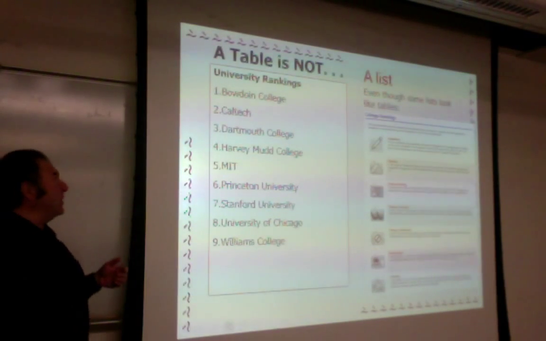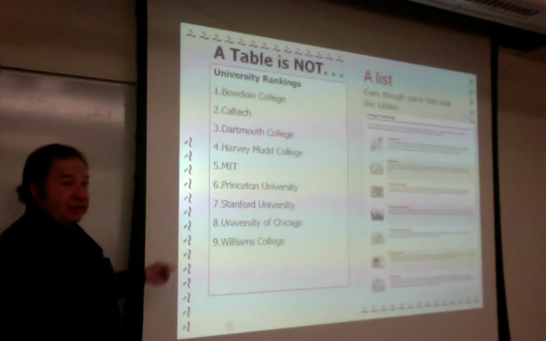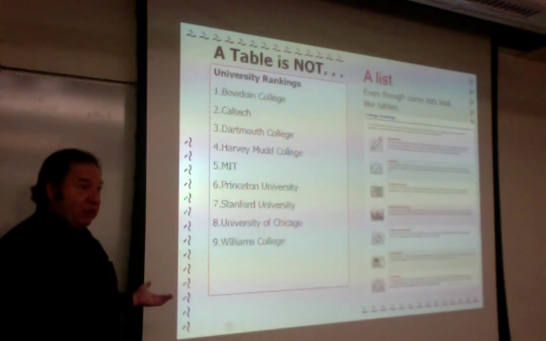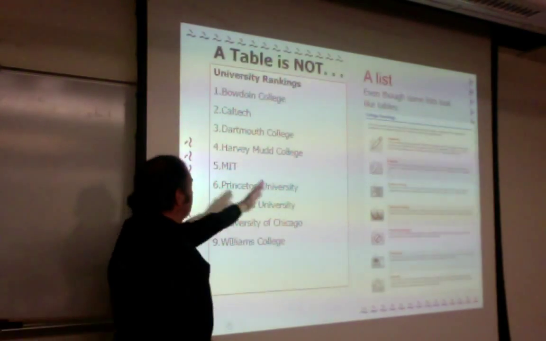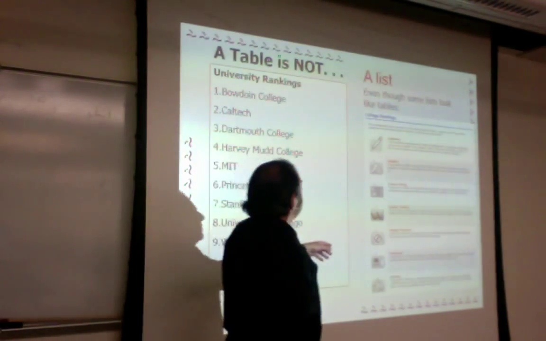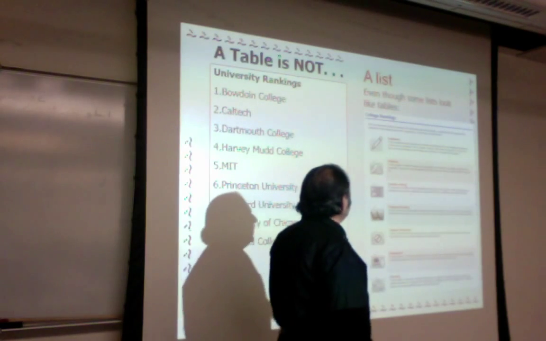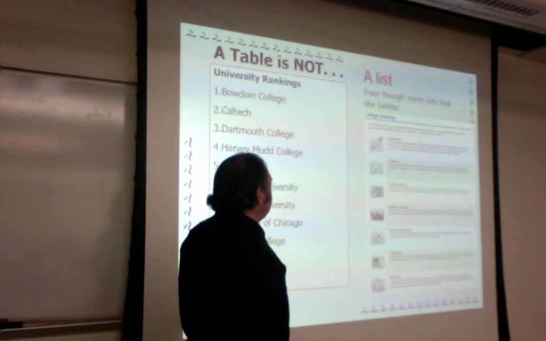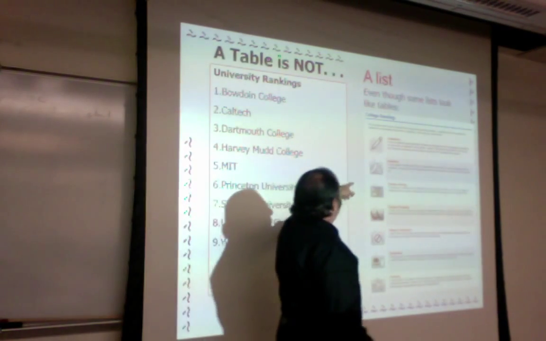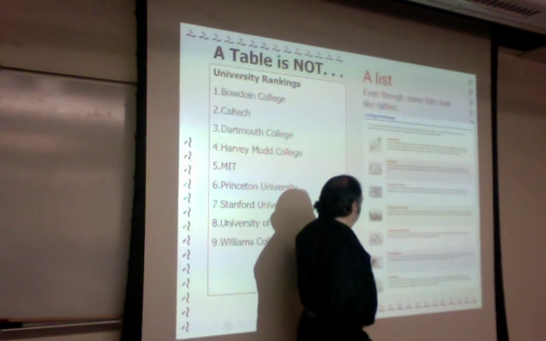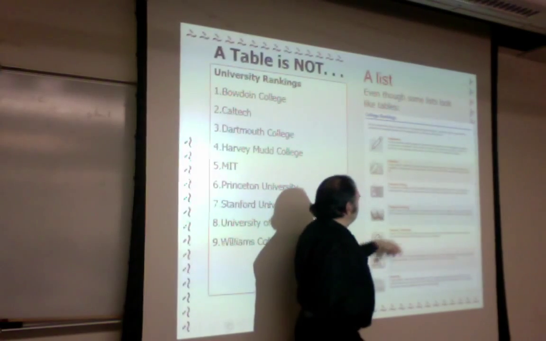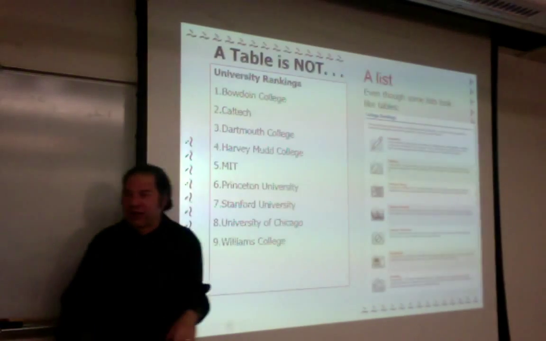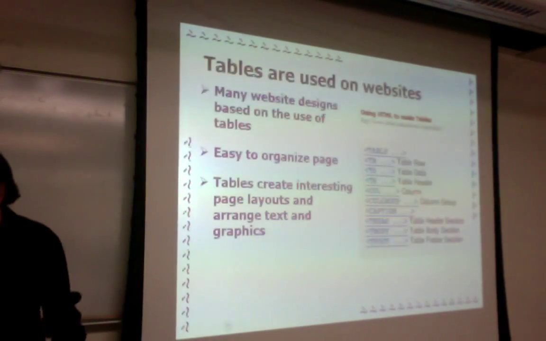A table is not a list. This is a list. That's not a table. There's no grid. You can't see rows and columns. This is something that looks like a table, but it's not. It's a list. All right? It's a list explaining college rankings, and they've got all of these cute little pieces of clip art over here, and that makes it look like a table, but it's not a table. It's a list. All right?